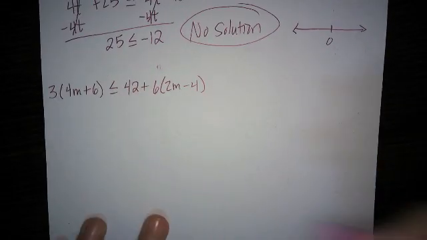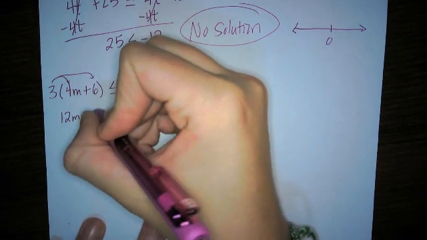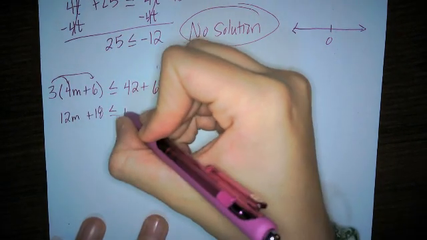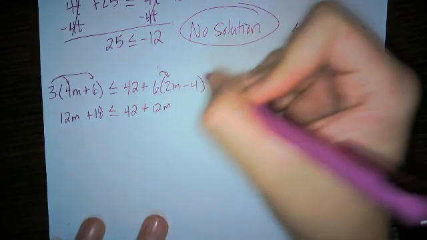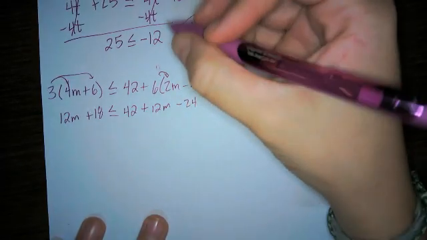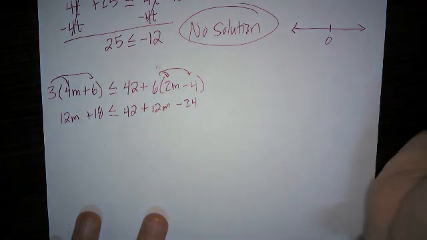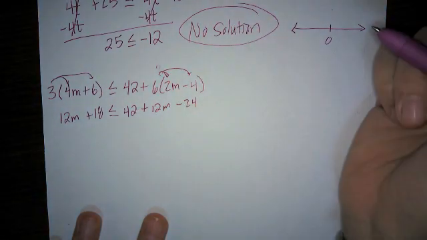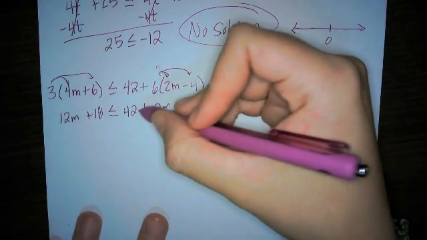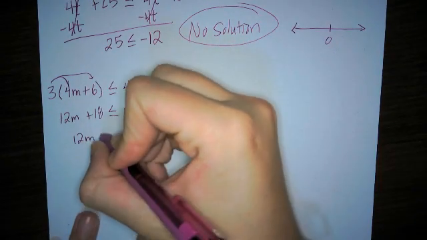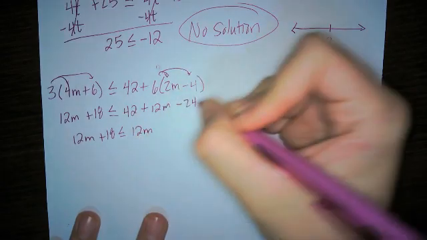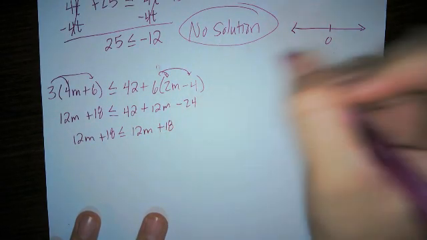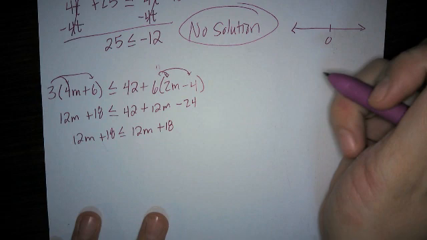Let's go ahead and solve this one. If we distribute, we're going to get 12m plus 18 is less than or equal to 42 plus, if we distribute here, 12m minus 24. Okay, combine like terms, which are 42 and 24. So I'm going to get 12m plus 18 is less than or equal to 12m plus 18, I believe. Yeah.